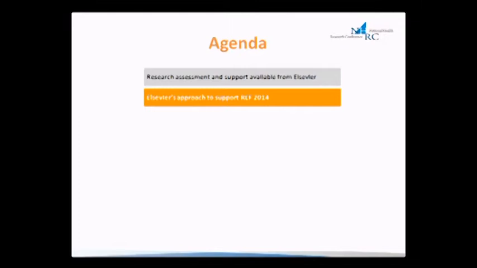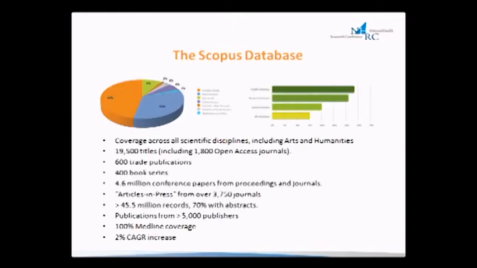So the second section of my talk is focusing in on the Research Excellence Framework 2014, which Mr. Hubbard has introduced previously. Our support of this project is basically founded on the Scopus Database. It's the world's largest abstract and citation database, which covers over 19,500 titles from over 5,000 publishers. And what this gives the funding councils in the UK is confidence in the breadth and depth of the coverage, both geographically and subject-wise.